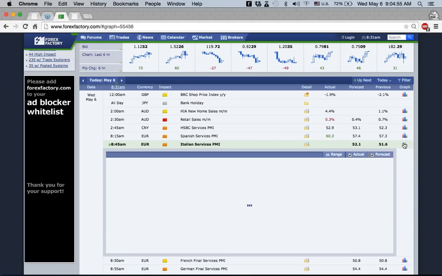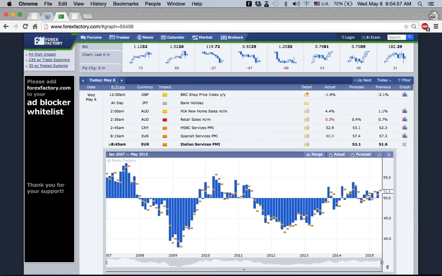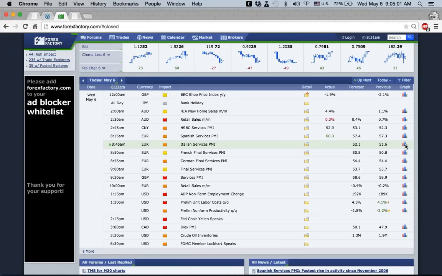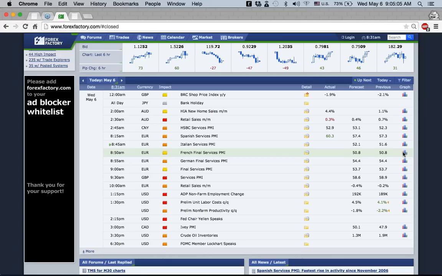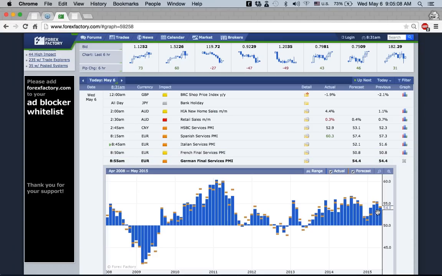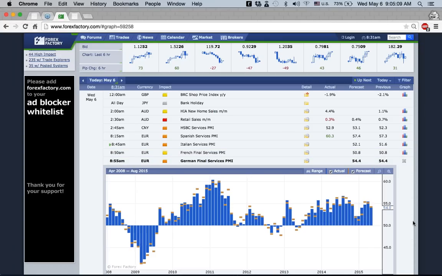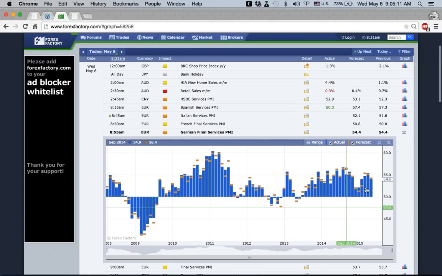Italian services PMI looks a bit shaky because we don't see any recent positive results there. It looks inconsistent on the Italian side. French side, same issue there. On the German side, much different. We see the Germans are much, much more consistent. There are positive results there.